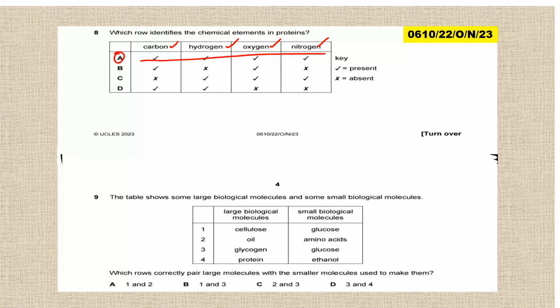The table shows large biological molecules and small molecules. So large biological molecules, we have cellulose, oils, glycogen, protein. Now, small molecules. So we are looking for the corresponding small molecules. So the first one is the answer, that is cellulose, glucose. Oil, amino acid, no. Fatty acid and glycerol. Glycogen and glucose, yes. Then protein and ethanol, no. So it is 1 and 3. Which row correctly pairs large molecules with the smaller molecules used to make them? So 1 and 3, which is B.